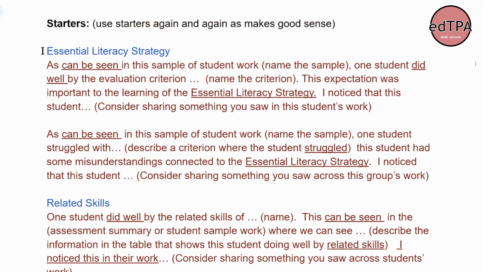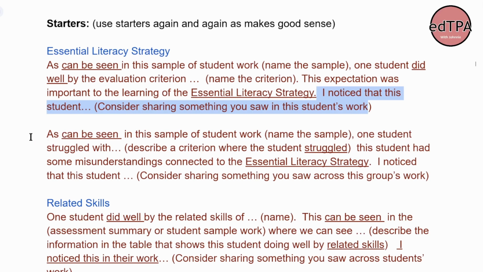Starters, essential literacy strategy. As can be seen in the sample of student work, name the sample. One student did well by the evaluation criterion. Name the criterion. This expectation was important to the learning of the essential literacy strategy. I noticed that this student, consider sharing something you saw in the student's work.